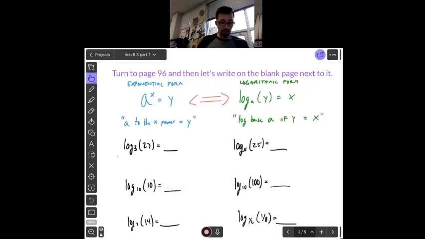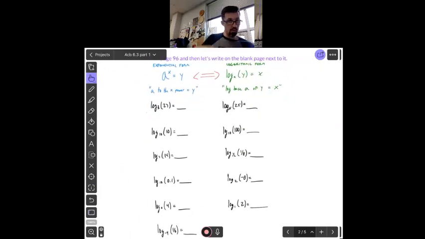All right, so on that blank page, I want you to go ahead and write down the stuff here in the blue and the stuff in the green. Exponential form, a to the x equals y, and I want you to write down how you say that: a to the x power equals y. Logarithmic form, log base a of y equals x. I want you to write this down too. How do you say that? Then we're going to start doing this together. There are quite a few of these, so we're going to eat up most of that page as we're doing this.